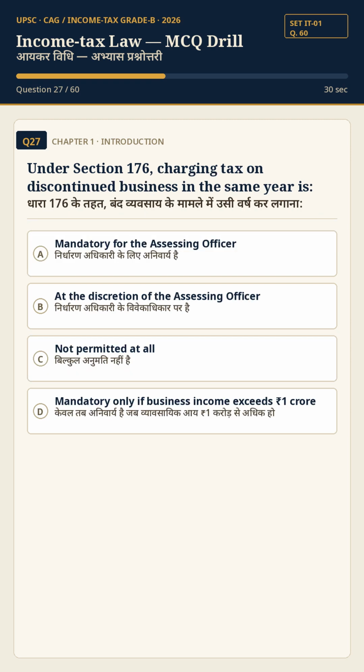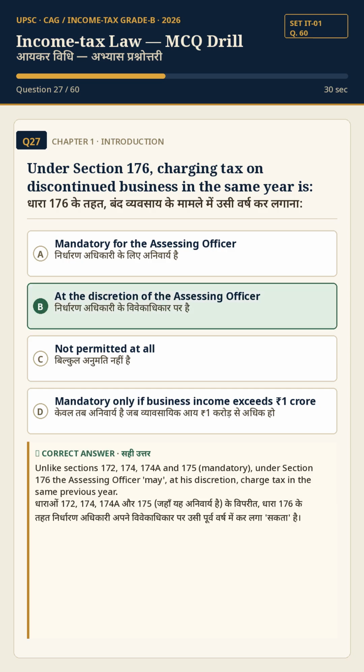Question 27. Under Section 176, charging tax on discontinued business in the same year is Option A, mandatory for the assessing officer. Option B, at the discretion of the assessing officer. Option C, not permitted at all. The correct answer explanation. Unlike Sections 172, 174, 174A and 175, which are mandatory, under Section 176 the assessing officer may, at his discretion, charge tax in the same previous year.